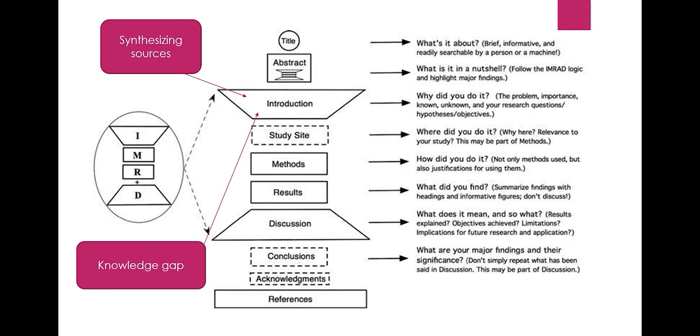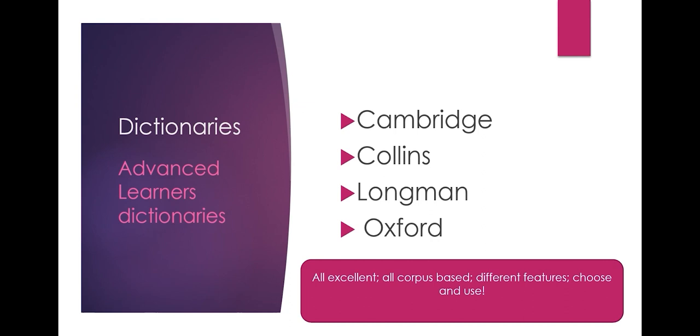All right, the last thing I want to talk about today is dictionaries, and I'm particularly talking about advanced learners' dictionaries. Cambridge, Collins, Longman, and Oxford. I think that's all of them. There might be another one. They're listed here in alphabetical order, not preferential. They're all excellent. They're all corpus-based. Each has different features.